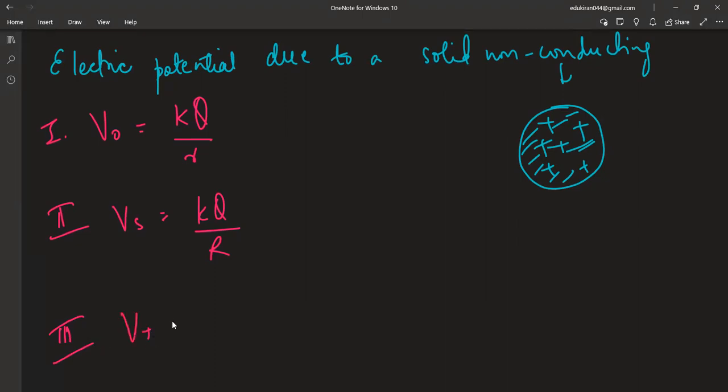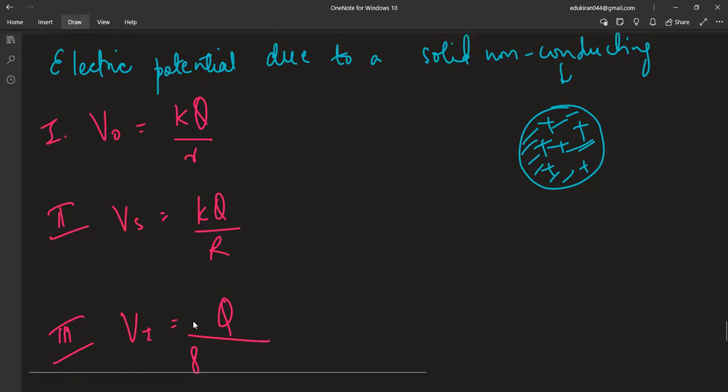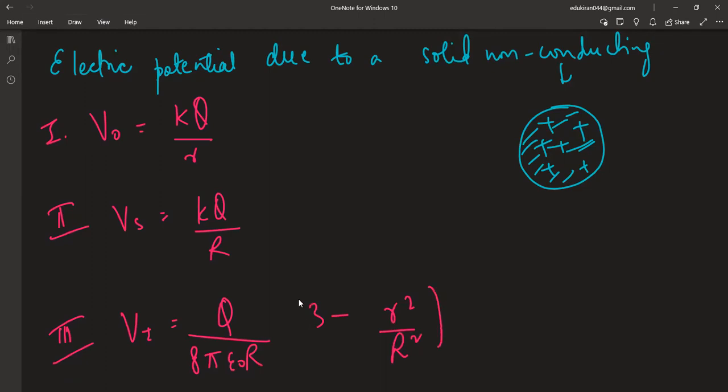See, inside, this is a little different. It is Q by 8 pi epsilon naught R cubed, multiplied by 3R squared minus small r squared. Or you can write it in terms of K also, with 2 in the denominator. This is the formula for inside.